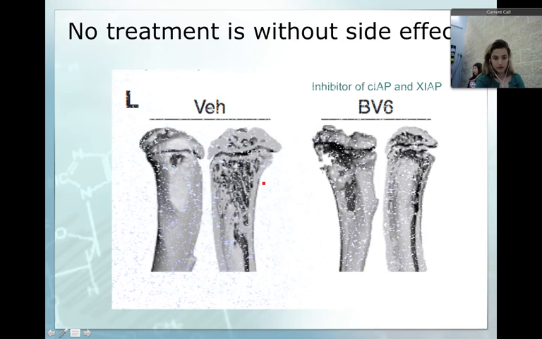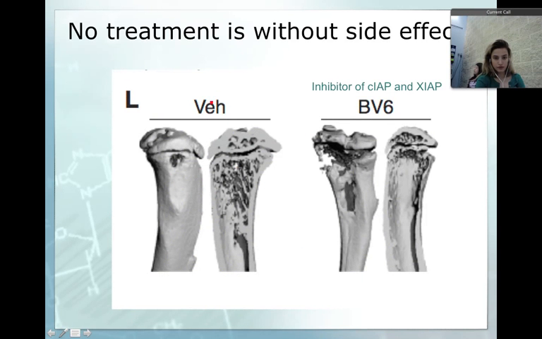And so here is what happens when you treat the animals with a vehicle, i.e. just saline. And here's what happens when you use this inhibitor, it's an inhibitor of apoptosis. I'm sorry that it's so complicated, but you get the idea. If you inhibit an inhibitor, you're helping something. So this BV6 is something that causes apoptosis in the cancer cells, but look at what happens to the bones, right? They're eroded, right? Compared to this one.